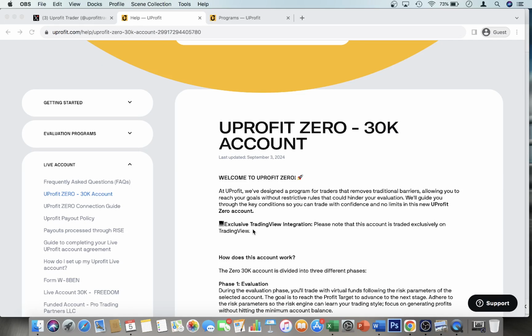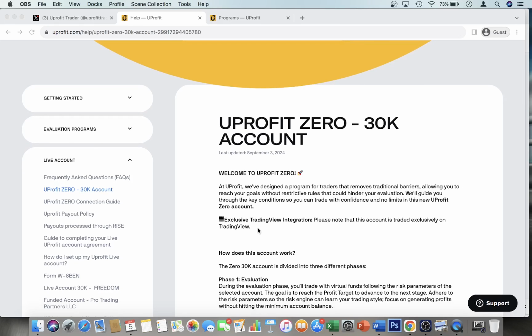This account works exclusively with TradingView, so it's not Tradovate, not NinjaTrader. They're going to give you a login to TradingView, and if you're a trader, it's all the same, right? It's a DOM, it's a chart, and you can trade. But that allows me to trade on my MacBook. So I'm able now to literally use TradingView to trade on my Mac for Uprofit. And I've never done that before.